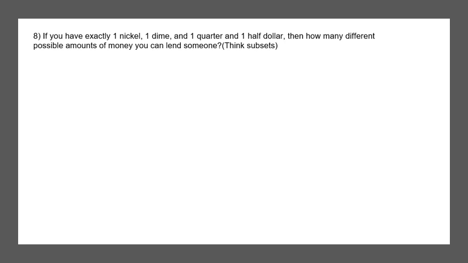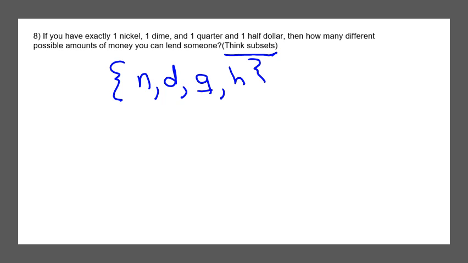Problem number 8. Again, stop the video and give this a try. If you have exactly 1 nickel, 1 dime, 1 quarter, and 1/2 dollar, how many different possible amounts of money can you lend to somebody? The hint here is to think subsets, because I can look at this problem as a set. I have a nickel, I have a dime, I have a quarter, and I have a 1/2 dollar. When I want to lend somebody some money, I am going to have to pick from one of these. I am going to have to select elements from this set.